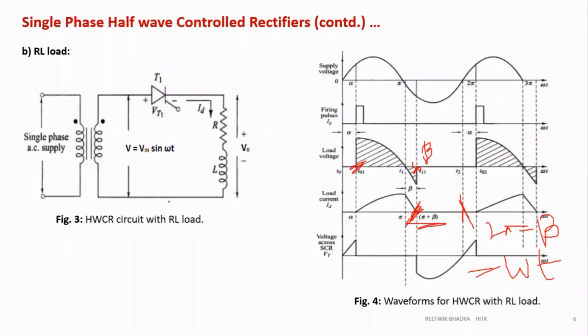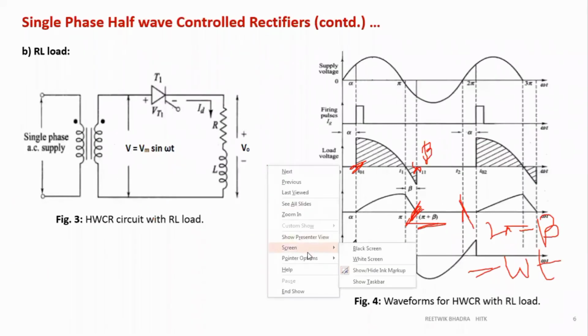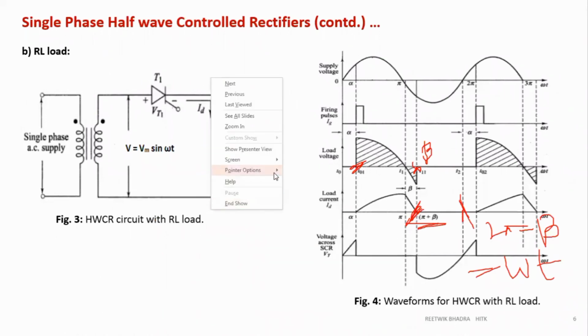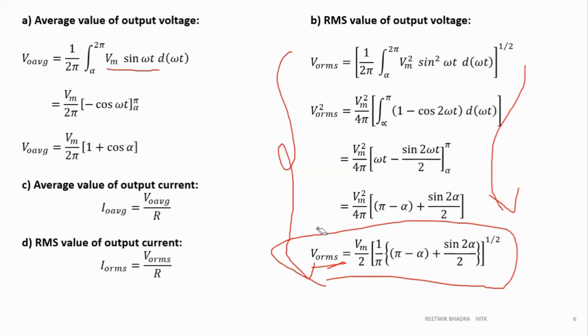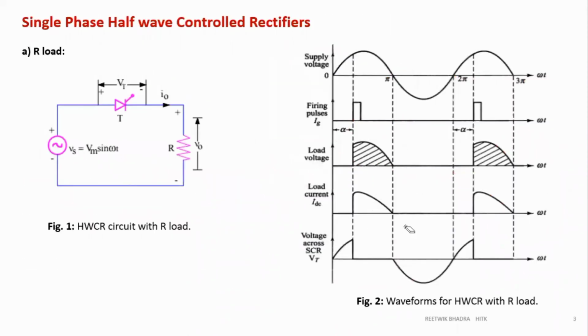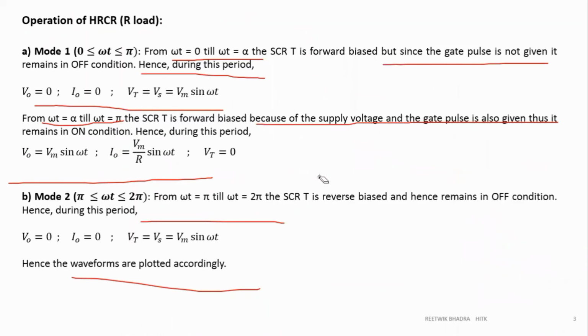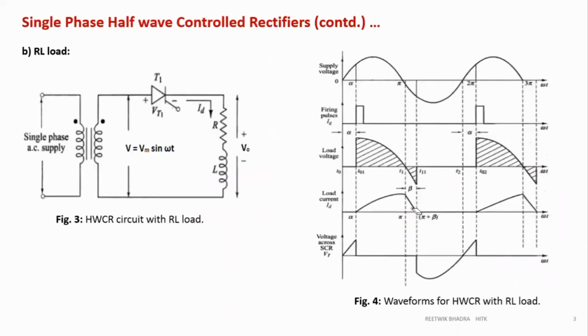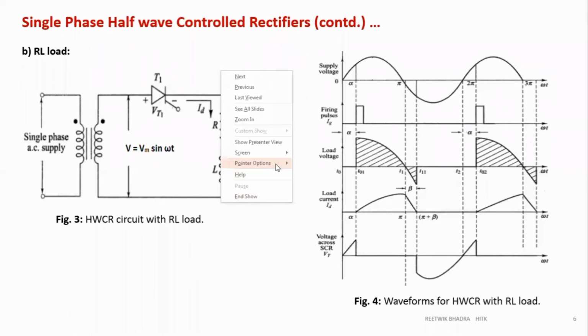Now, what is the problem in this waveform? Can anybody tell me any problem in this waveform compared to this? Anybody can try, I can correct you. What is the difference between this waveform and this waveform? This waveform is with R load. This waveform is of an RL load. Anyone?